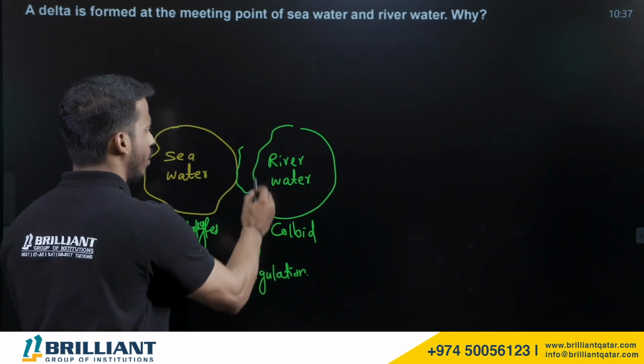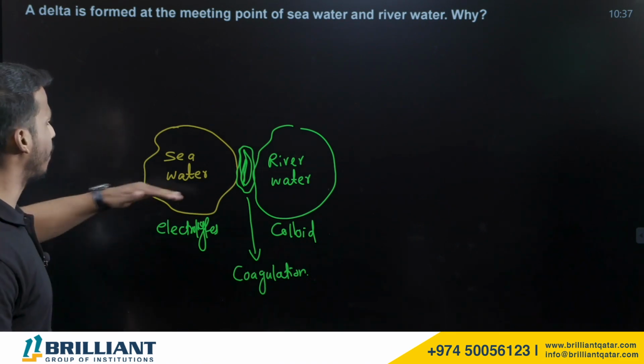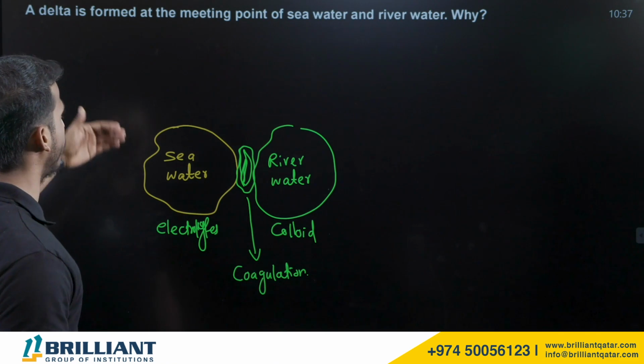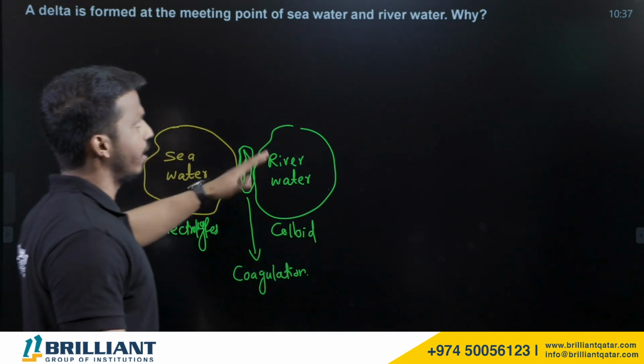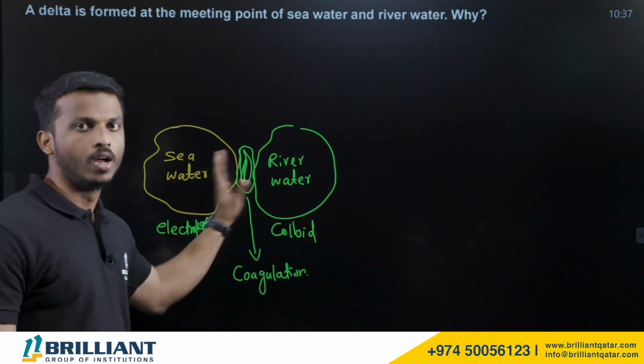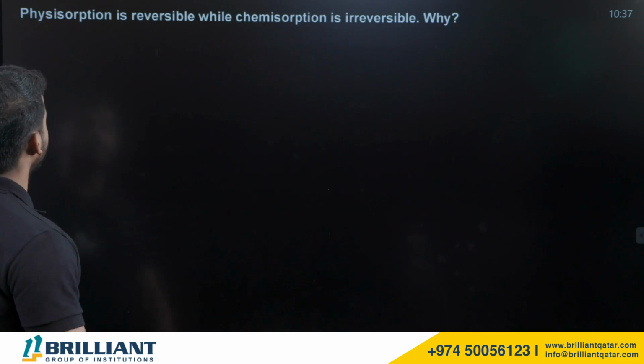Because of the coagulation, what is forming there? Delta gets formed. Okay, so that's an application of coagulation. So delta is formed at the meeting point of sea water and river water. You can explain through which is colloid, which is electrolyte, and what the delta formation means, precipitate forming, everything you can explain. Next one.